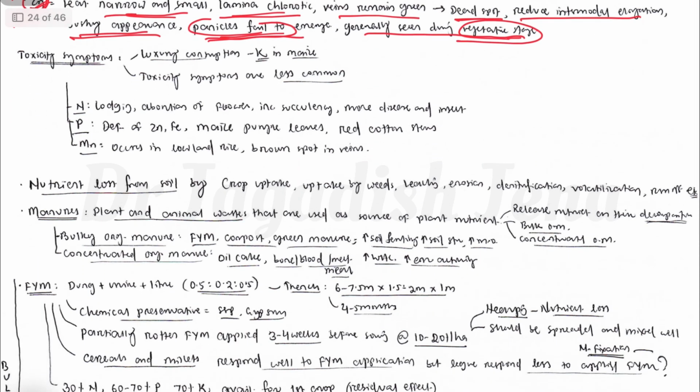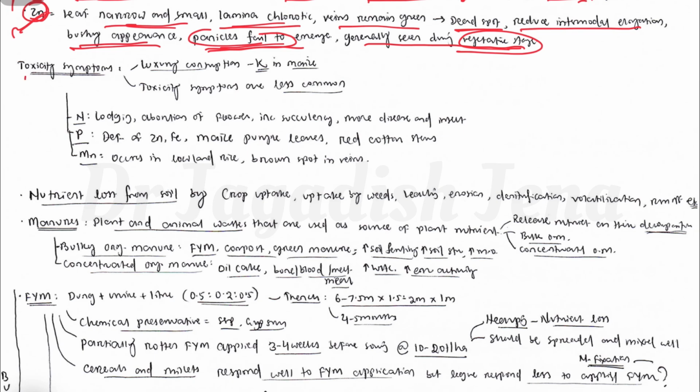Now coming to toxicity symptoms. I have already discussed there are different phases like hidden hunger, sufficiency, luxury consumption, and toxicity. After luxury consumption, in the case of potassium and chlorine, mostly luxury consumption happens, because potassium is mainly present in ionic form in the plant cell, and it doesn't take part in any organic constituent. So the toxicity is very rare. That's why mostly luxury consumption happens in the case of potassium.